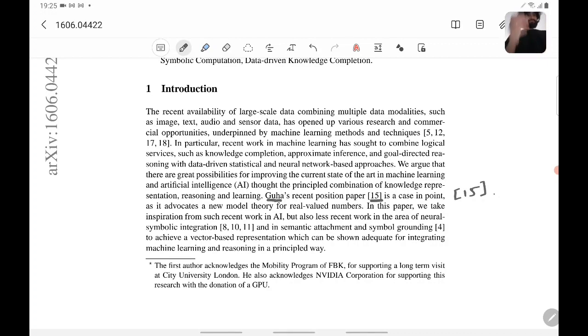So this paper is one of the approaches to achieving neurosymbolic AI. What's the best way to perform neurosymbolic AI?